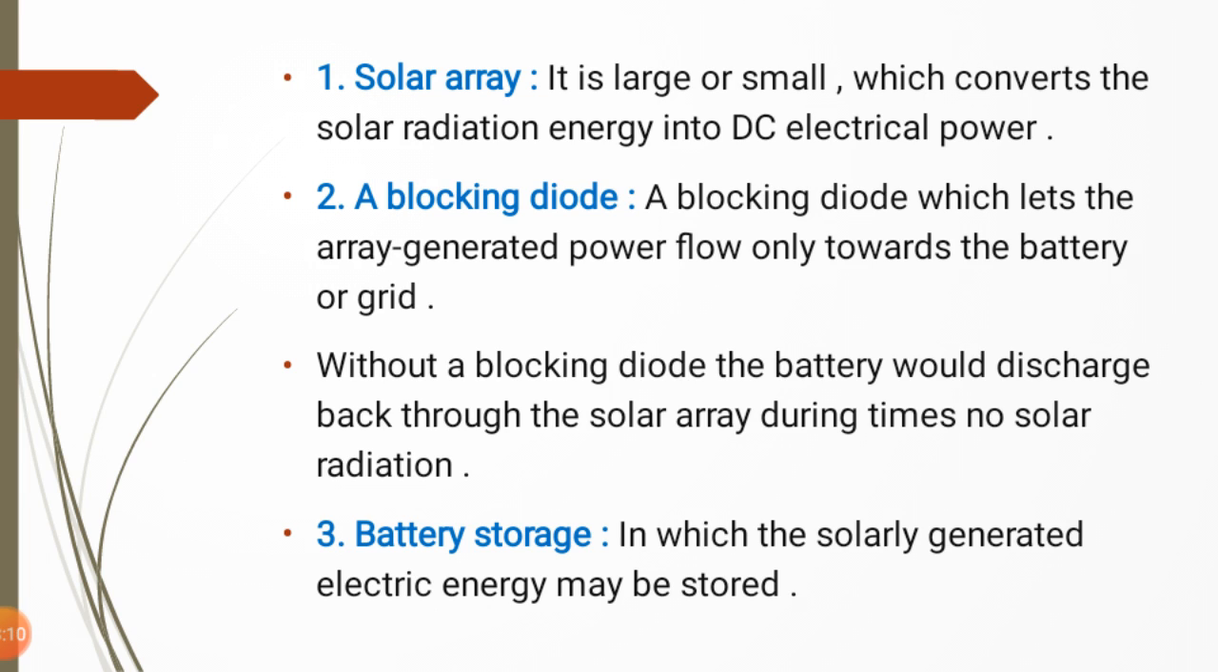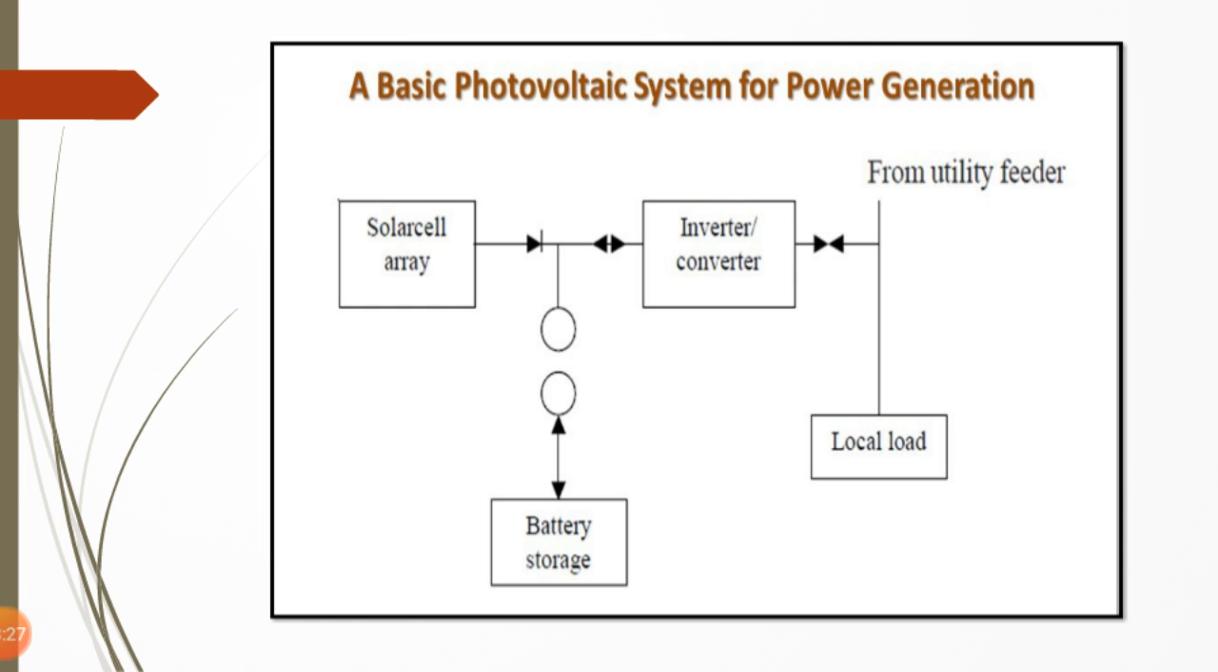The next component is the battery storage, in which the solar generated electric energy may be stored. Generally, a battery is used for energy storage. When we have excess power, then we can store it in the battery. This is the basic photovoltaic system for power generation. This is a general circuit.